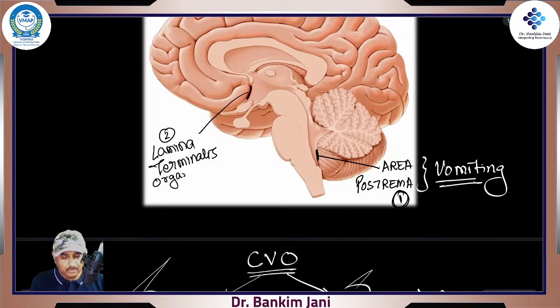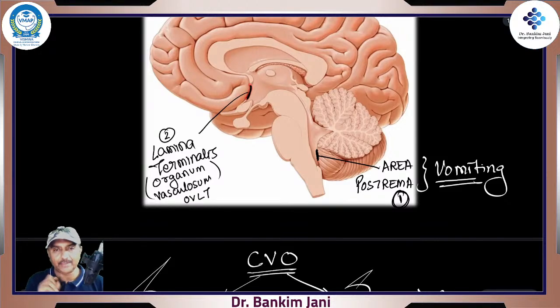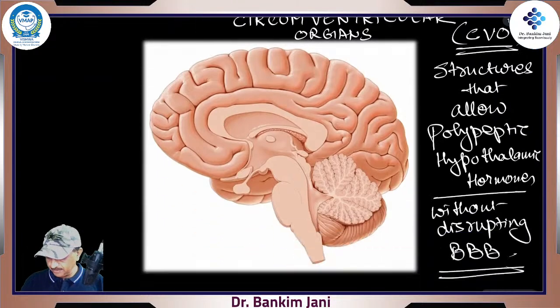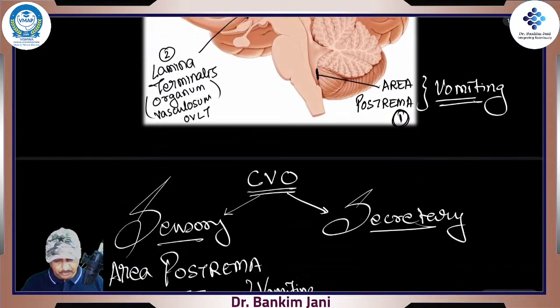Its full name is organum vasculosum, but we are keeping it simple. Otherwise, I'll just write it. It is organum vasculosum, and the short form is written like OVLT, organum vasculosum of lamina terminalis. This is our second area. And remember, all these areas are collectively called the circumventricular organs. Circumventricular organs are those organs which will allow all these polypeptide hypothalamic hormones without disrupting the blood-brain barrier.